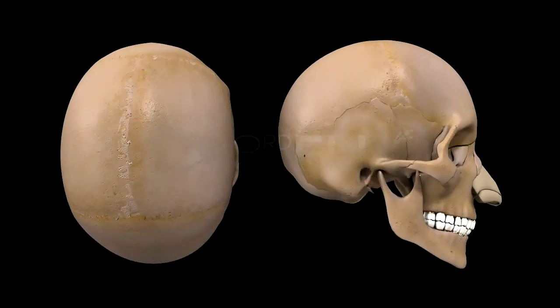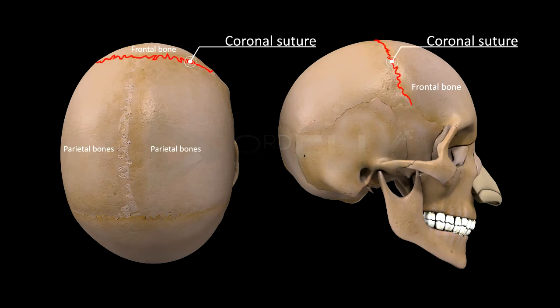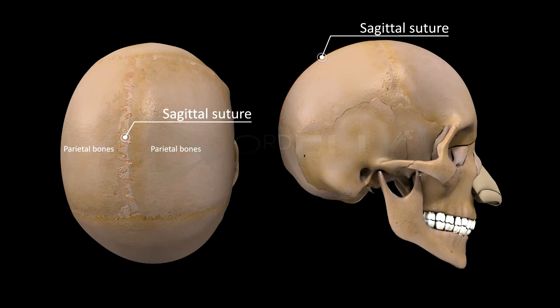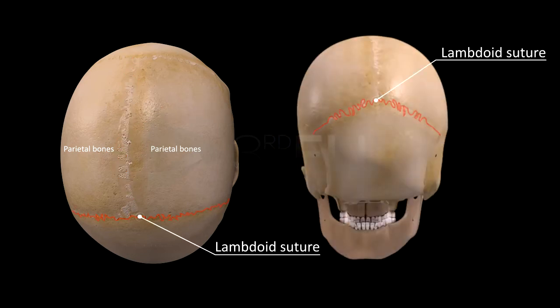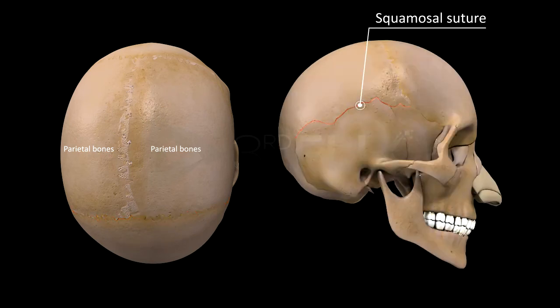The cranial bones articulate with one another by immovable interdigitating joints called sutures. The frontal bone is articulated with the 2 parietal bones by the coronal suture. The sagittal suture is present between the 2 parietal bones. The 2 parietals are joined with the occipital bone by the lambdoid suture. The temporal bones are joined with the parietal bones by the squamosal sutures.